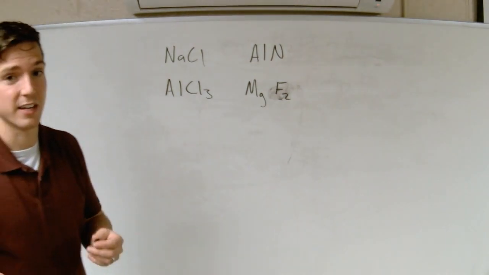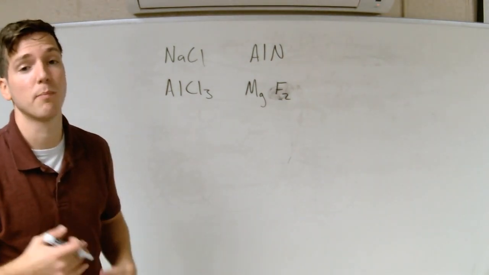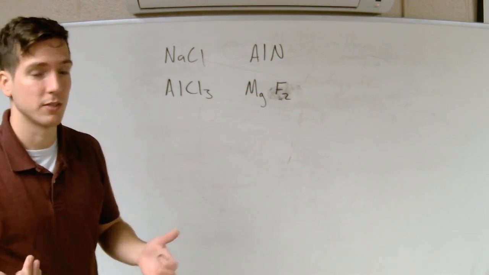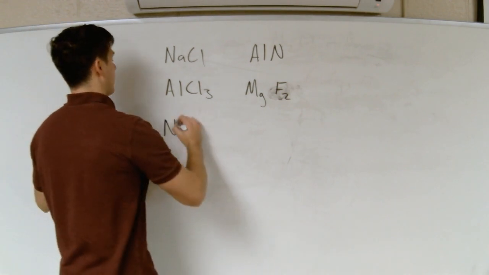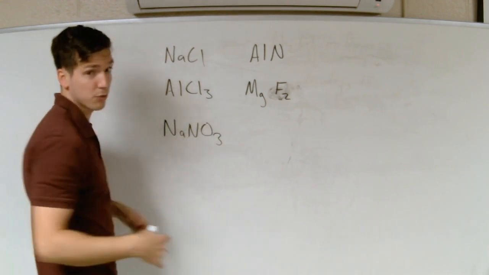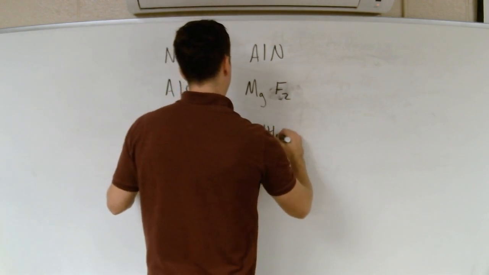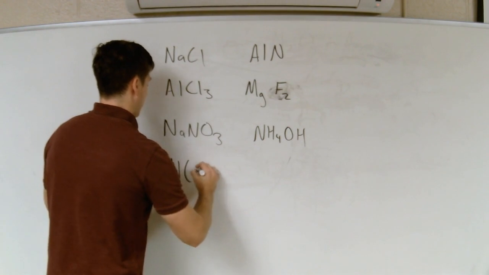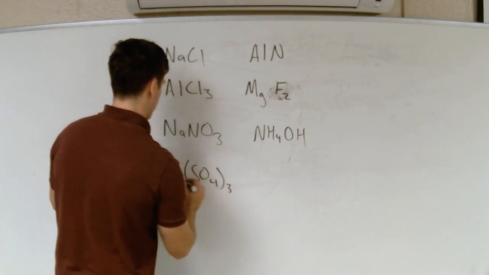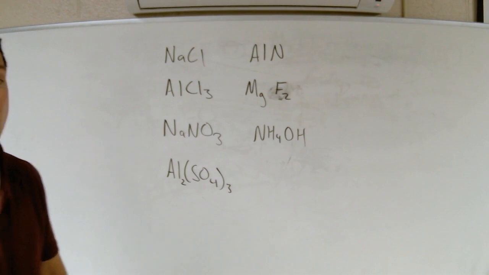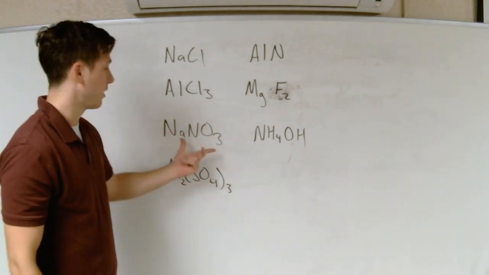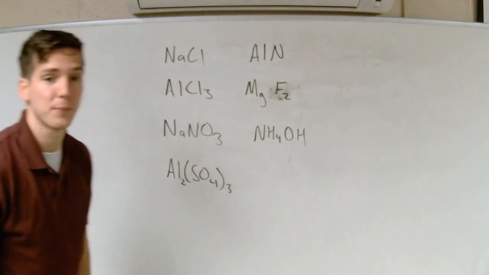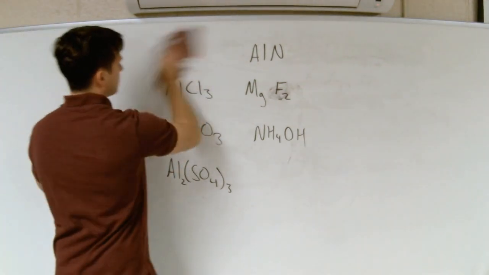But now we're going to deal with polyatomic ions, which involve more than two types of elements. Those are things such as NaNO3, NH4OH, Al2(SO4)3. You're going to be dealing with compounds that have polyatomic ions in them. So let's talk about polyatomic ions.